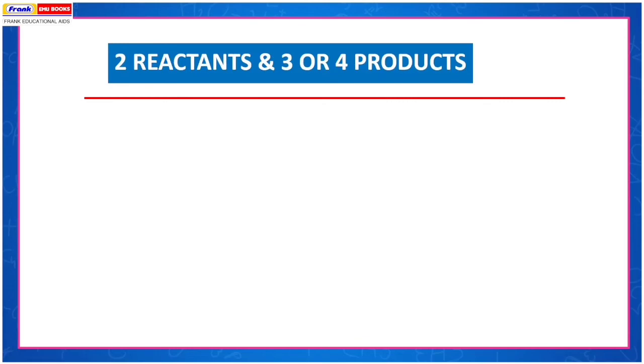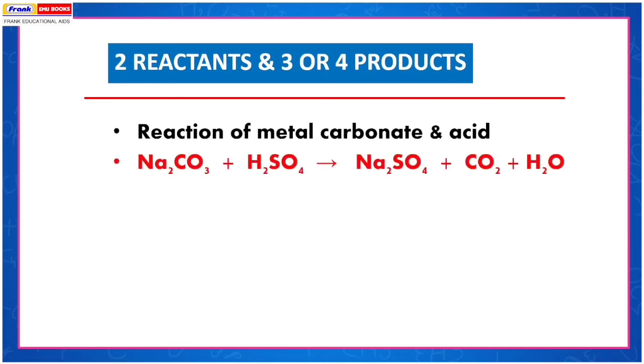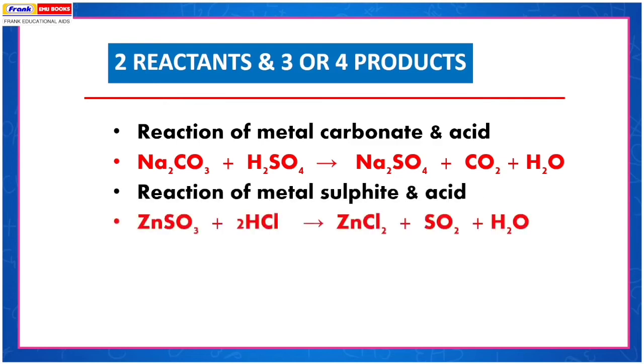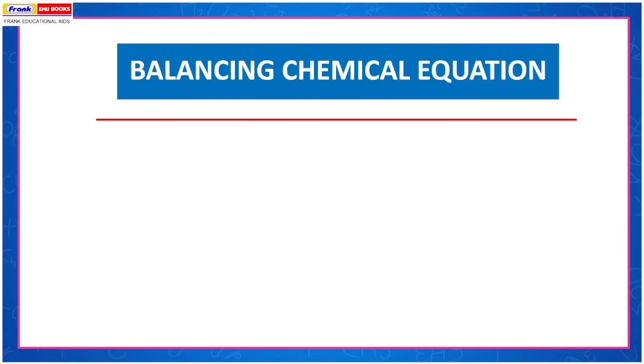2 reactants and 3 or 4 products. Reaction of metal carbonate and acid. Na2CO3 plus H2SO4 gives Na2SO4 plus CO2 plus H2O. Reaction of metal sulfite and acid. ZnSO3 plus 2HCl gives ZnCl2 plus SO2 plus H2O. Balancing of chemical equations.